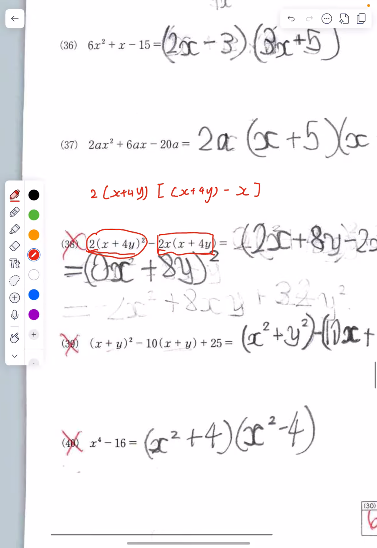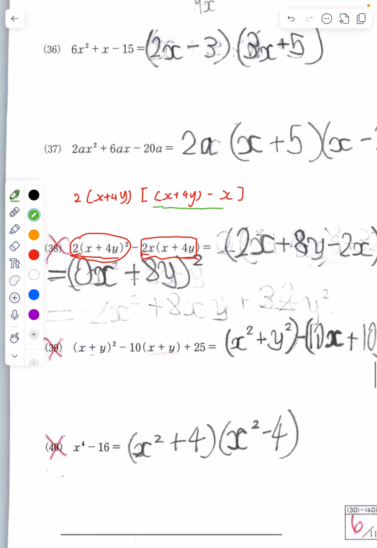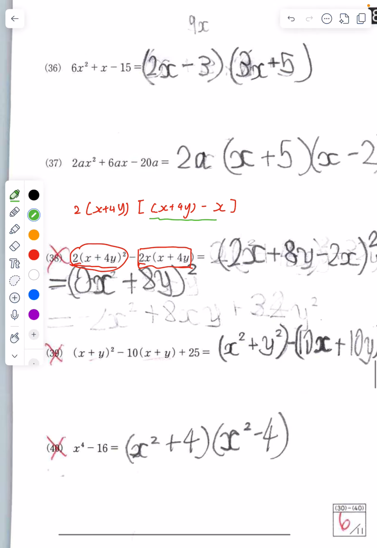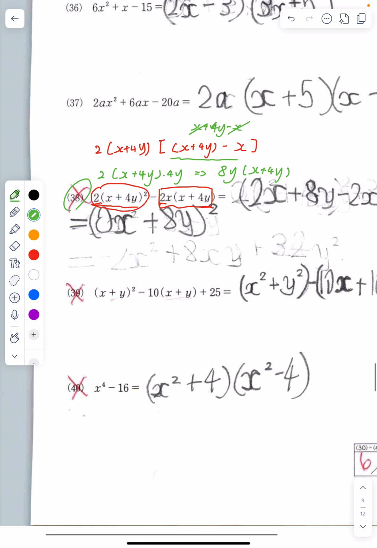Okay, so now my factorization is done, but not all the way down, right? Because I still have to expand inside the bracket and change the big bracket into a smaller bracket. So then my final answer will be 2 times x plus 4y, x plus 4y minus x. X is gone, so 4y. So this will be 4y here times 2. And then finally, this will be 8y times x plus 4y. Okay, and that will be my factorization for question number 38.